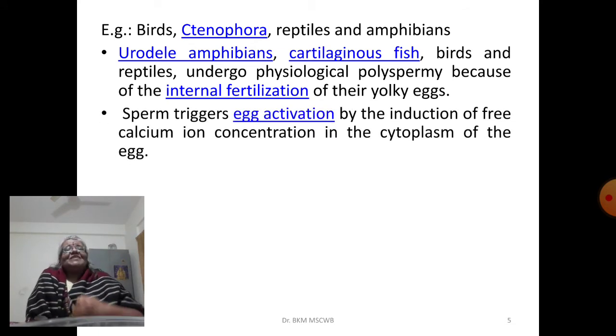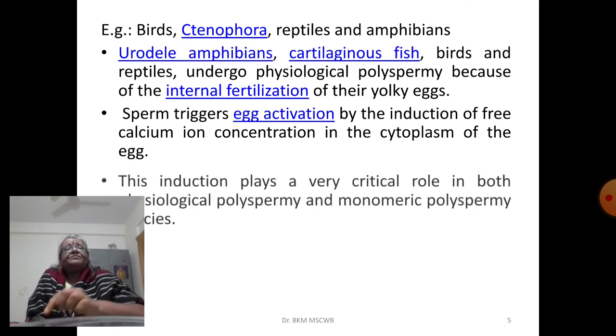Then sperm triggers egg activation by the induction of a free calcium ion concentration in the cytoplasm of the egg. Right? This I have already taught you. So the sperm triggers egg activation how? By inducing the increase in the concentration of calcium ion levels in the ooplasm. Cytoplasm of the egg is called ooplasm.